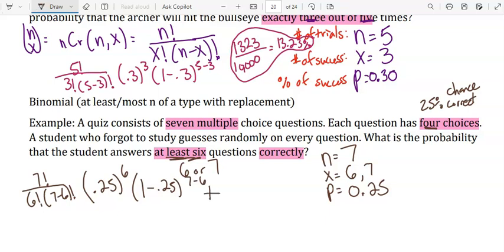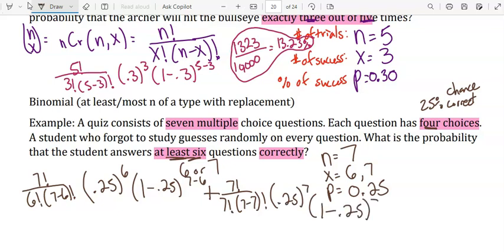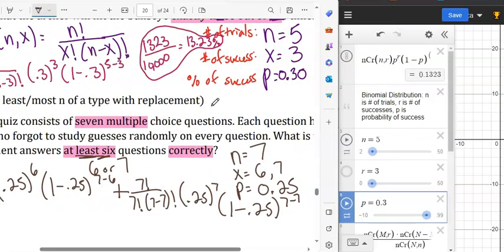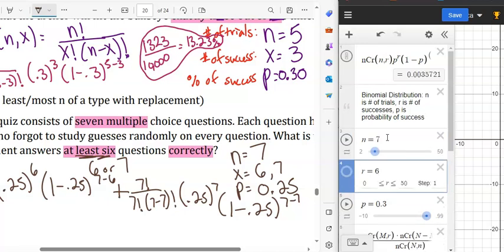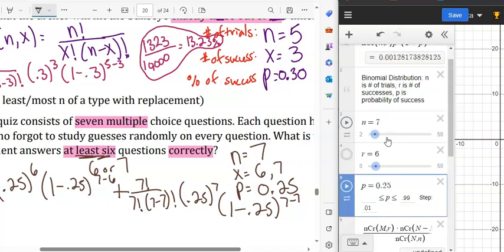And then we're going to add that to plugging in x is 7 this time. So 7 factorial over 7 factorial, 7 minus 7 factorial, 0.25 to the 7th power times 1 minus 0.25 to the 7 minus 7 power. So let's plug those in. Let's do it when n is 7, and then we're going to say r is 6. And then p is 0.25.